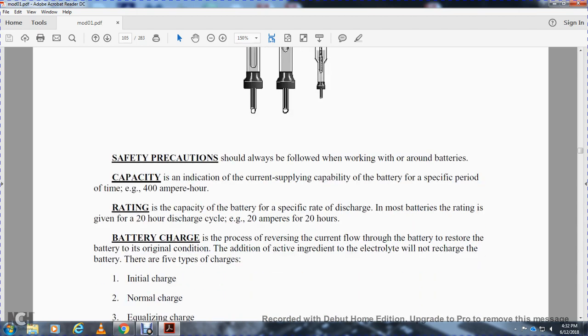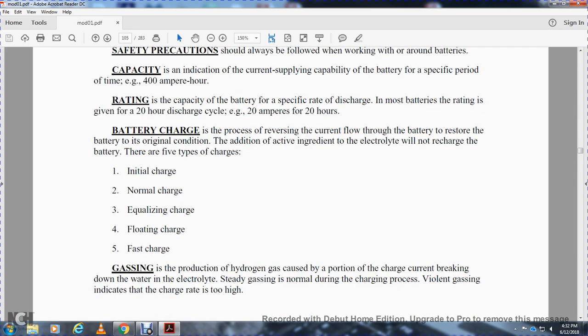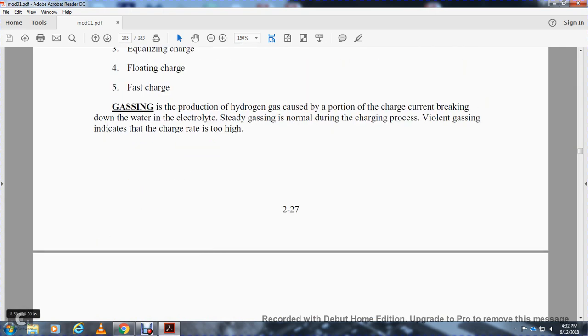Battery charging is the process of reversing current flow through the battery to restore the battery to its original condition. Adding active ingredient to the electrolyte will not charge the battery. There are 5 types of charges: the initial charge, normal charge, equalizing charge, floating charge, and fast charge. Gassing is the production of hydrogen gas caused by changing the charge current, breaking down the water in the electrolyte. Steady gassing is normal during the charging process. Violent gassing indicates that the charge rate is too high.